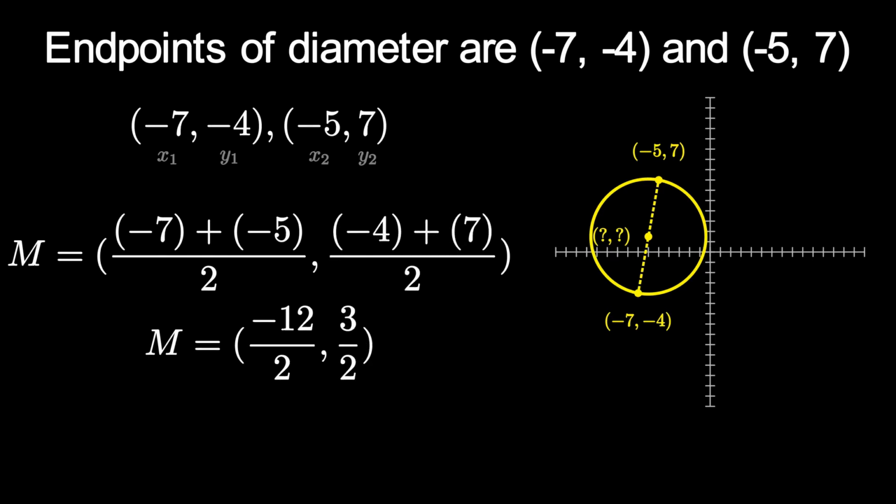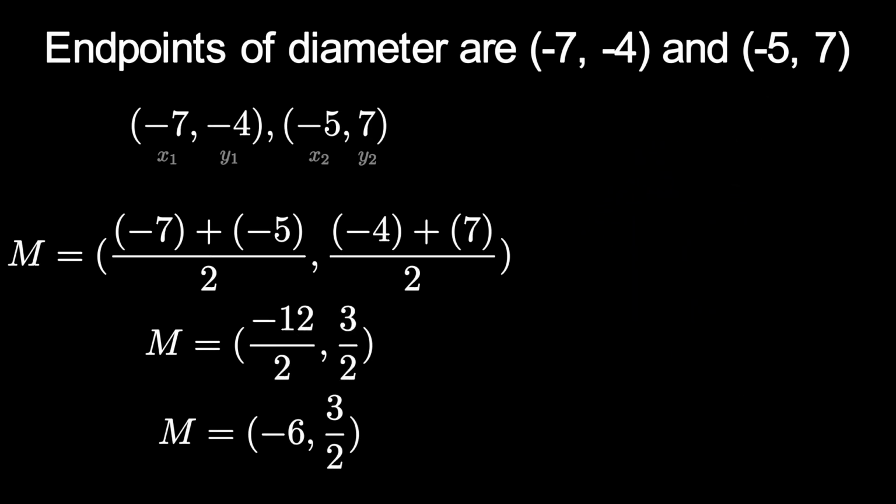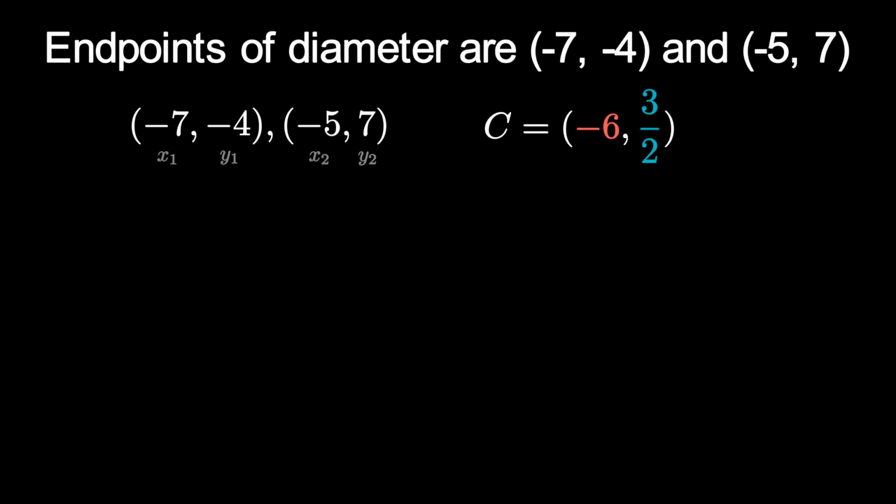And then -12 over 2 will simplify to -6, and then 3 over 2 will just stay 3/2 basically. And we get that our center is at (-6, 3/2). So we have the first thing that we need, the center. So the next thing that we need is our radius.